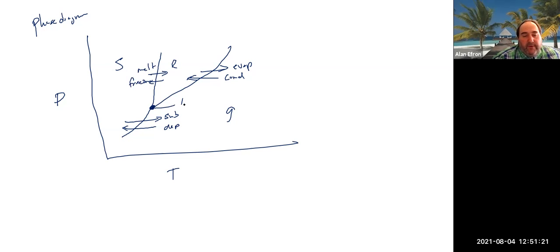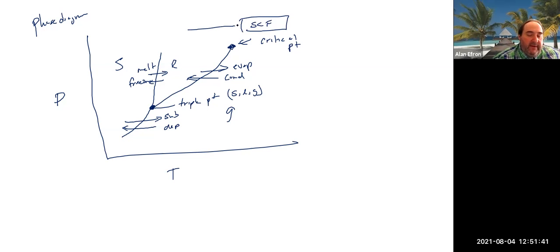This is our triple point. That's where we have all three phases together. That's our critical point over here. Critical temperature and pressure, where above that point, we have the supercritical fluid, where it has properties of a liquid, but kind of a flow of a gas, and so forth.